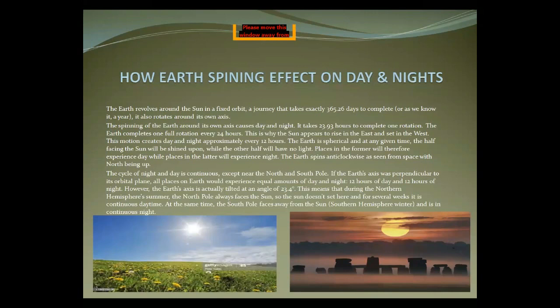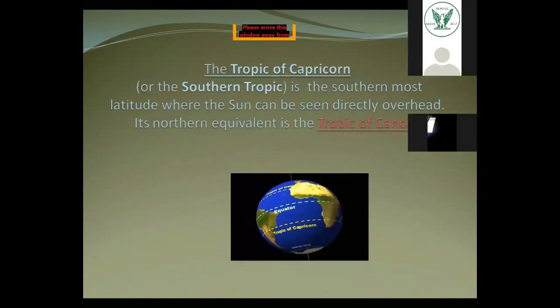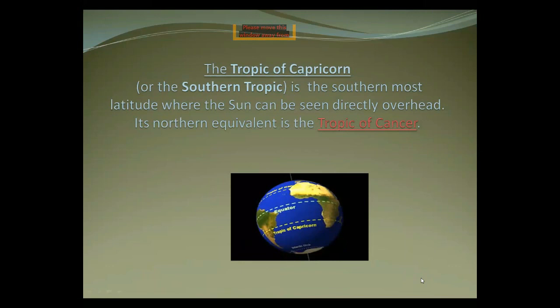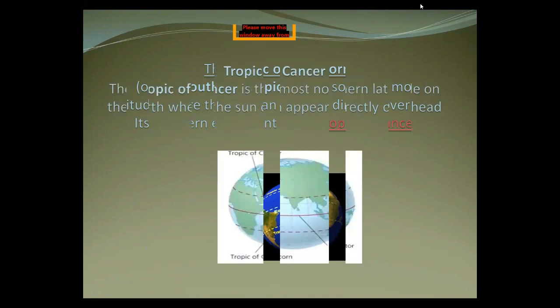Now the next explanation is the tropic. What is the tropic? First of all, I am going to elaborate the tropic. Tropic means the parallel of latitude, 23.26 north, Tropic of Cancer, or south, Tropic of Capricorn, of the equator. Now, the topic is the Tropic of Cancer.